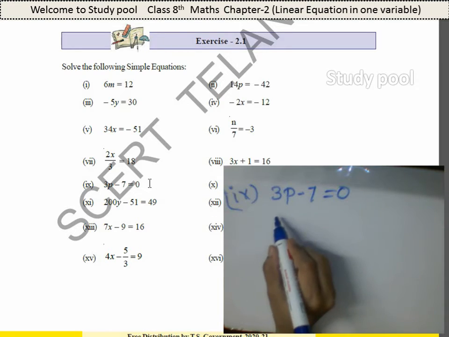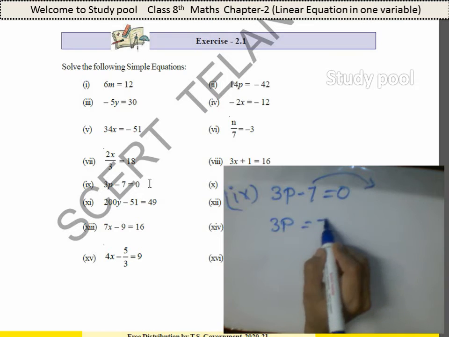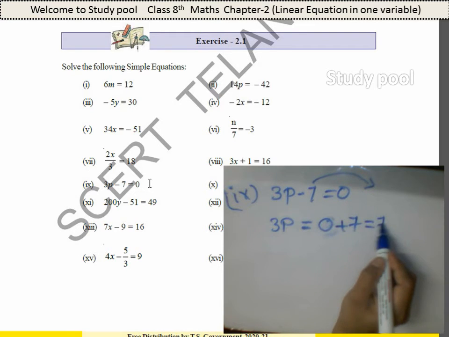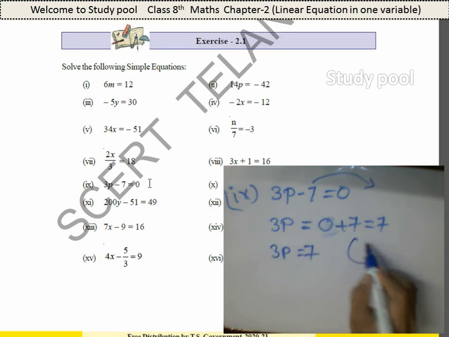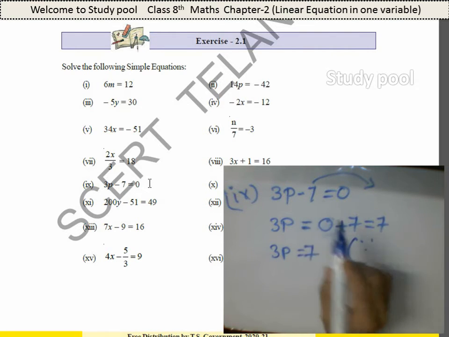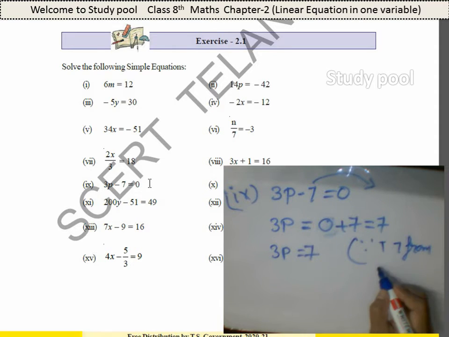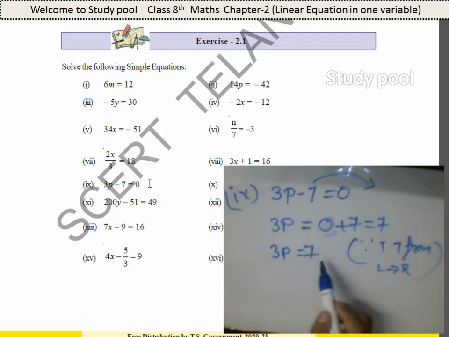Let us see how we will do this one. First we are taking 3p is equal to 7. If we transpose this 7, it will become plus 7. Here 0 plus 7 is nothing but 7 only. So 3p is equal to 7. Why are we writing this? Because we are transposing 7 from LHS to RHS, so it will become plus 7.